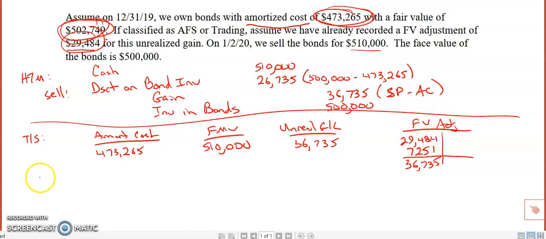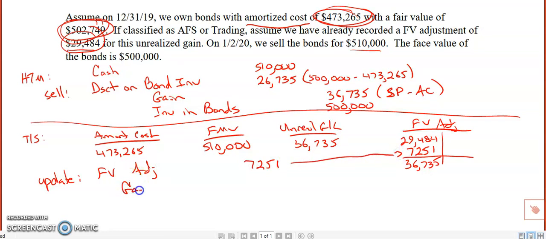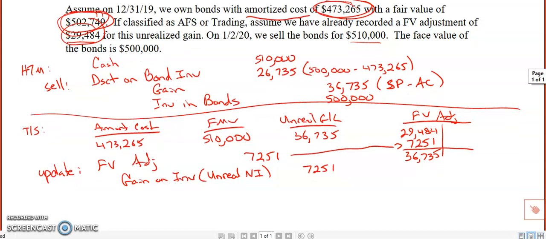So we're going to have a journal entry to update our fair value adjustment. We're going to debit fair value adjustment for the 7,251. And that is that debit right there. And then we're going to credit unrealized gain on investment, and remember, this is trading securities, so they flow through net income. That means we're already recording the gains and losses in income. That's an important thing to keep in mind here in this next journal entry.